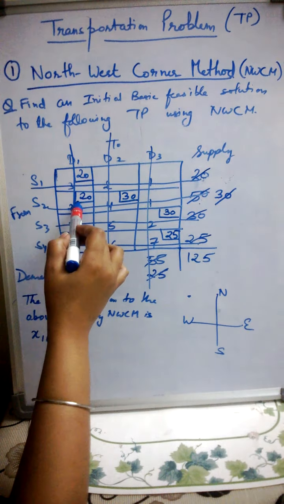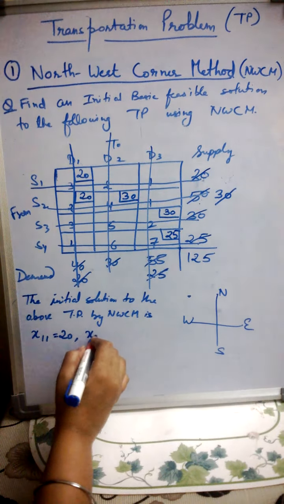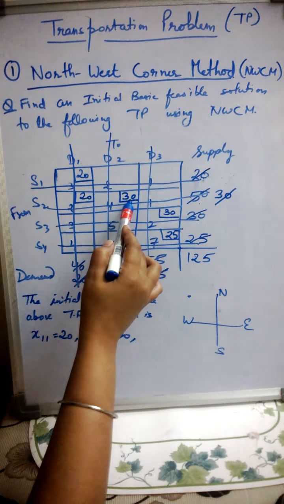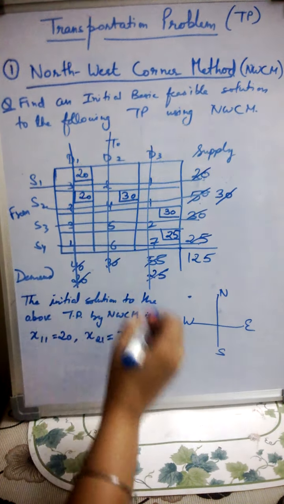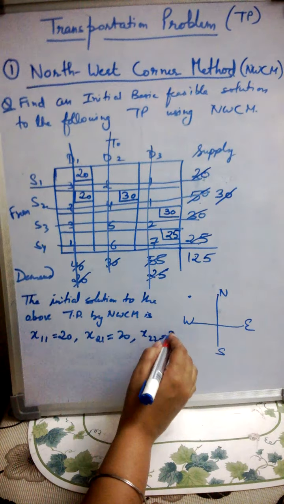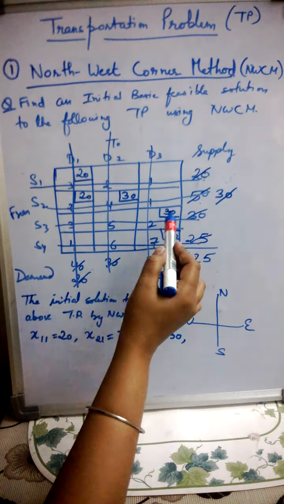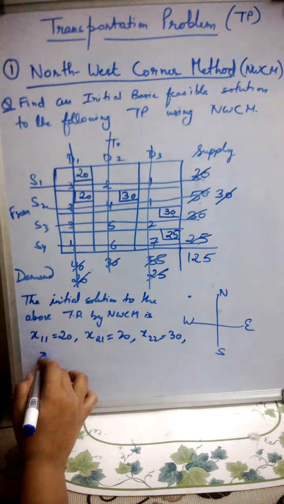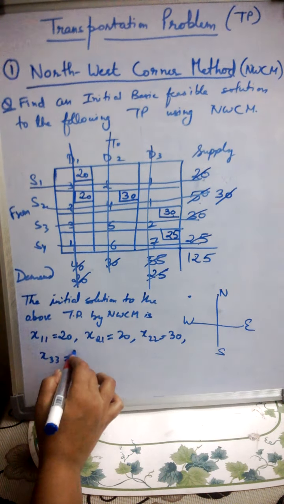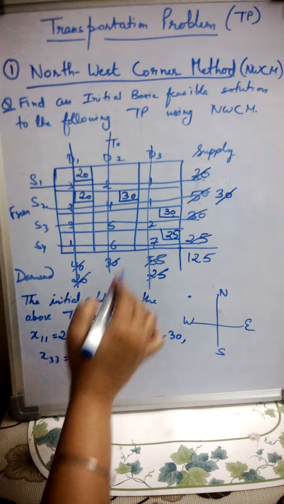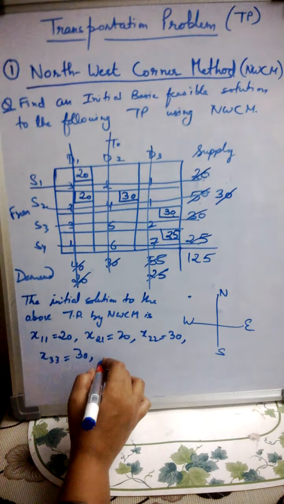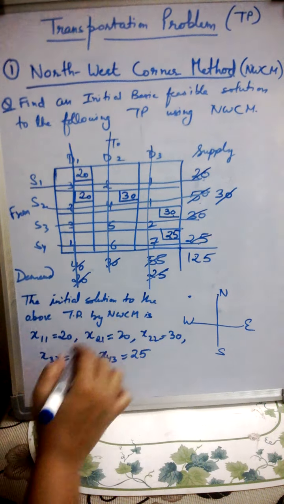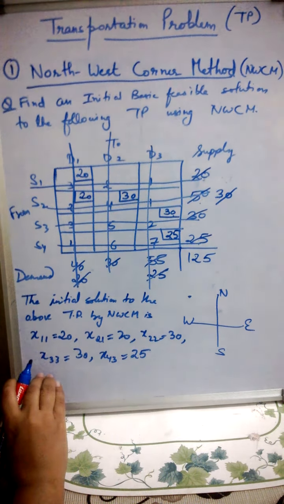Next, from S2 to D1, so x21, which is again 20. The next allocation is 30 and the location is 2, 2. So x22 is 30. The next allocation is this 30 and the location of this cell is 3, 3. So x33 is 30, and the last allocation is at the cell 4, 3. So x43 is 25. So this first part is one part of the solution.